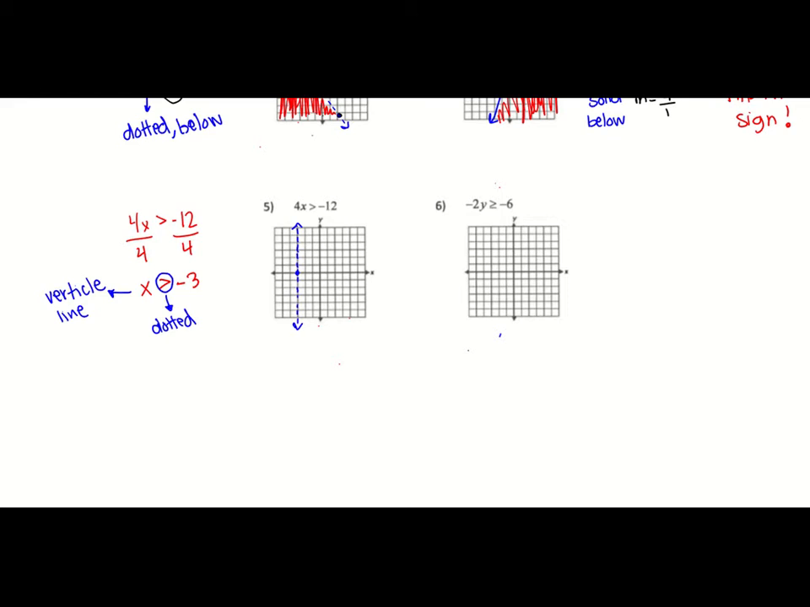Now, this is harder to determine above or below the line, but if we have x is greater than negative 3, that means x is going to be bigger than negative 3. So if x is bigger than negative 3, I'm going to shade in everything where x is greater than negative 3. That means I'm shading everything to the right.